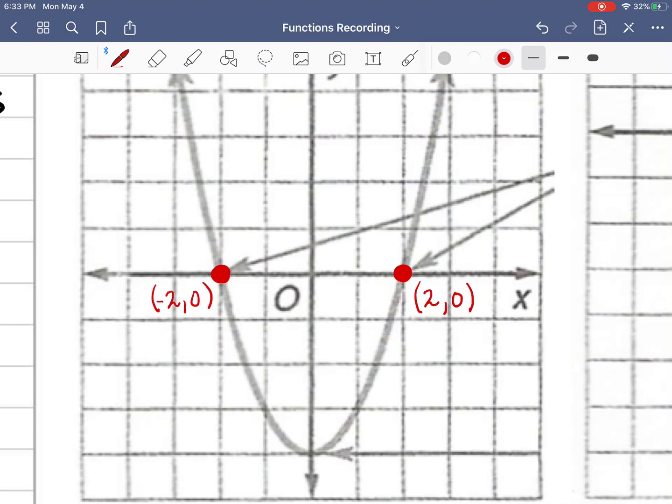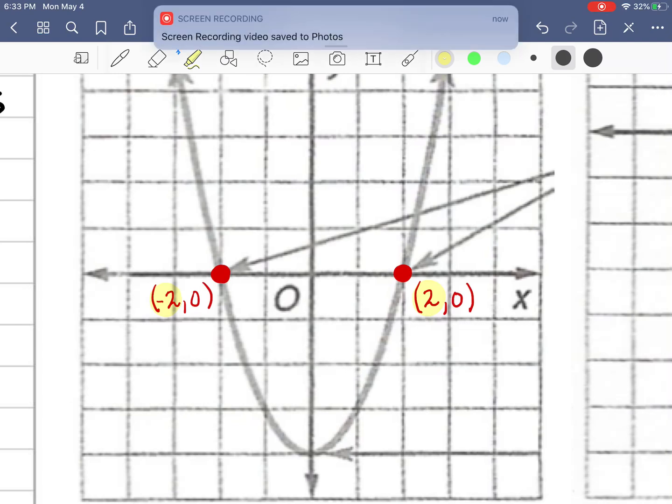The x-intercepts, remember, are just the x coordinates of these points. So we would say that the x-intercepts are 2 and -2. It crosses the x-axis at 2 points.